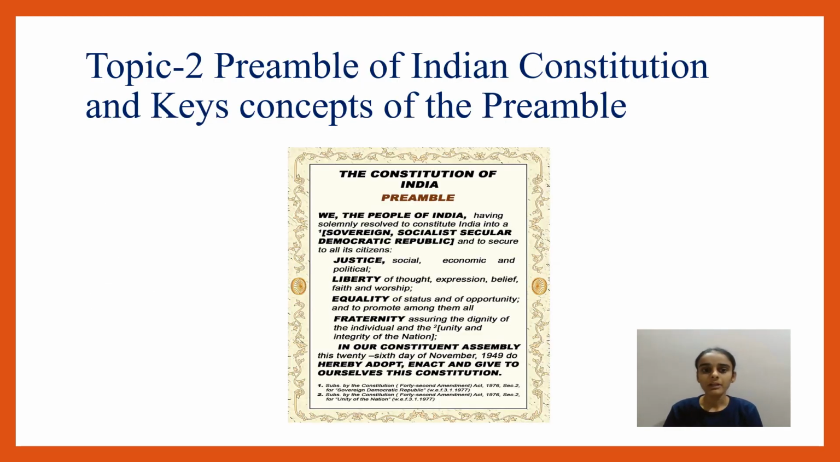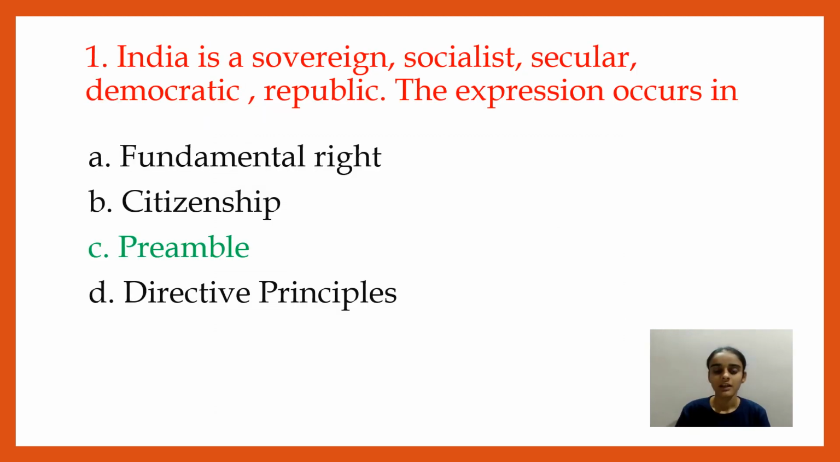Second topic, Preamble of Indian Constitution and key points of the Preamble. First question in topic 2, India is a sovereign, socialist, secular, democratic republic. The expression occurs in option A fundamental right, option B citizenship, option C preamble, option D directive principles. And correct option is option C preamble.